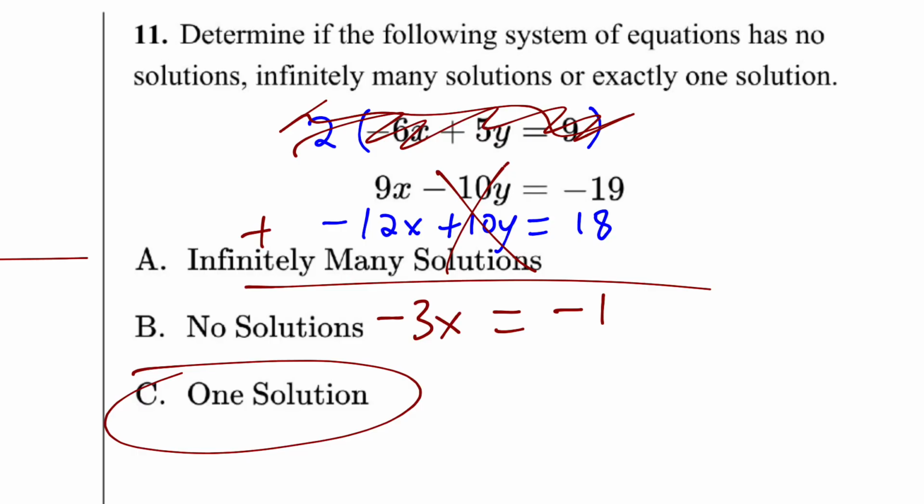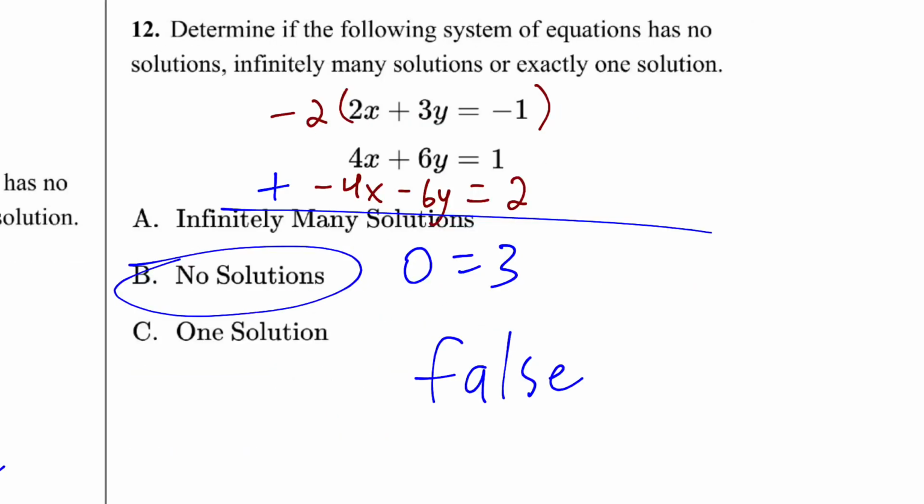Now at this point, I could keep going and find the answer. But if I don't have the case where both letters cross out, I just pick one solution. I'm done right here. Again, if both of the letters cancel out, it's either A or B here. But since I still have this x, one solution.